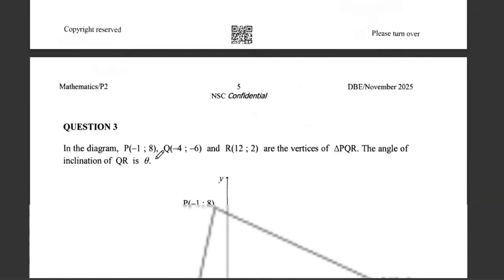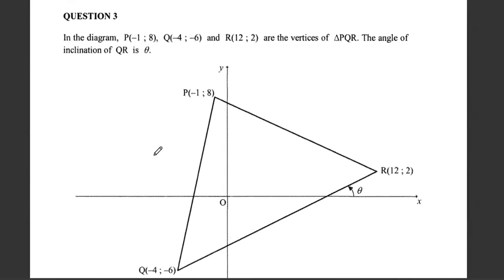Okay. And then question number 3. The diagram below, P is (-1, 8), Q is (-4, -6), R is (12, 2). These are vertices of a triangle that is PQR. And then the angle of inclination that we know is theta.